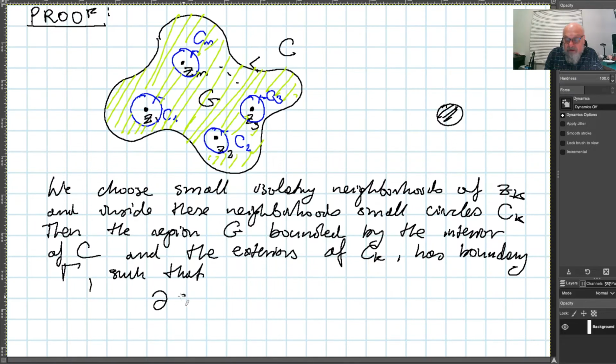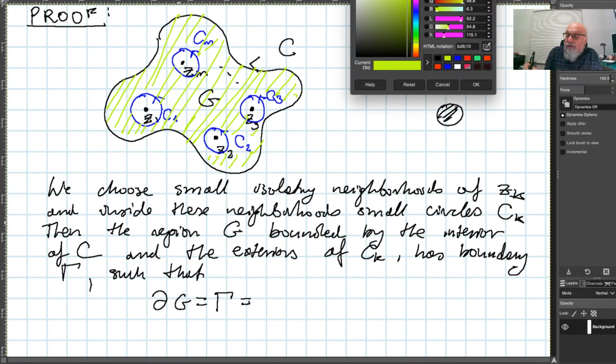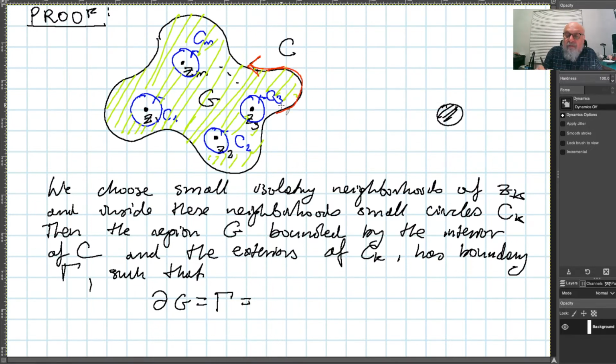So let's look at this one. The boundary of G is the contour gamma, and you can see it here, this is C, that's one portion. So this is contour C. But then you go here, and when you want to have the boundary orientation as the boundary, there is a rule, so this orientation will go the other way.